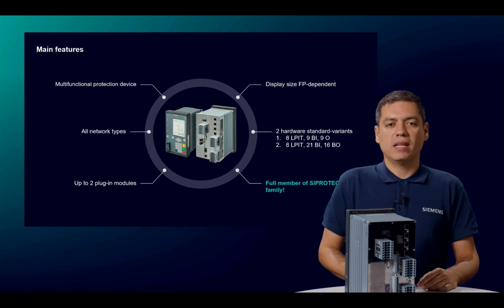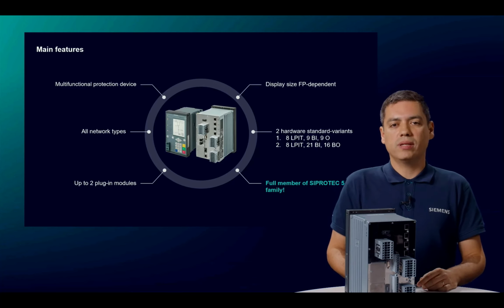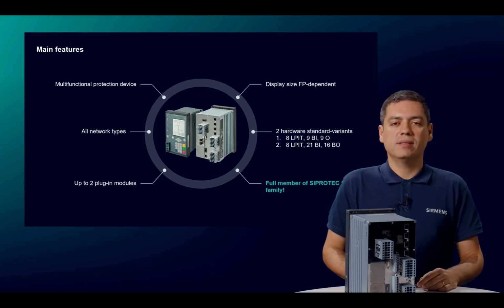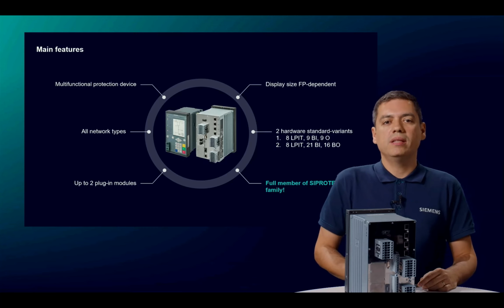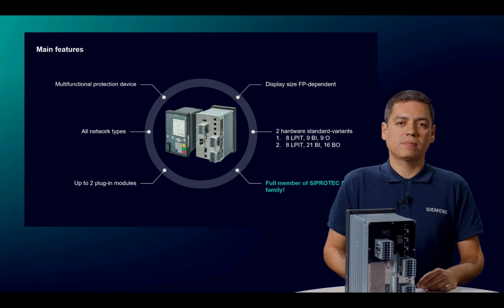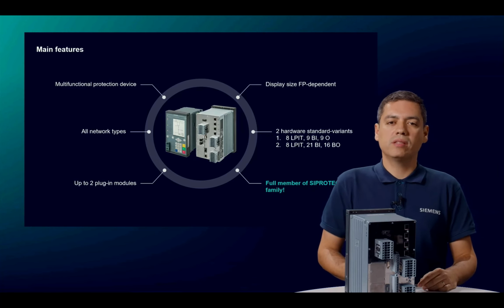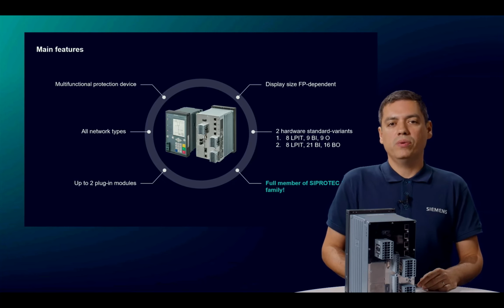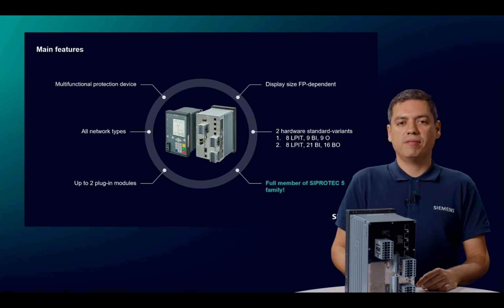There is also a slight difference to the 7SX82 in the 2 available hardware variants. While the connections for the 8 LPITs can still be equated with 4 times current and 4 times voltage, the number of binary inputs is reduced by 2 binary inputs for both variants. This was necessary in order to exclude any influence on the nearby LPIT inputs. With this, it is possible to reach a conclusion: the 7SY82 is a complete member of the SIPROTEC 5 family.